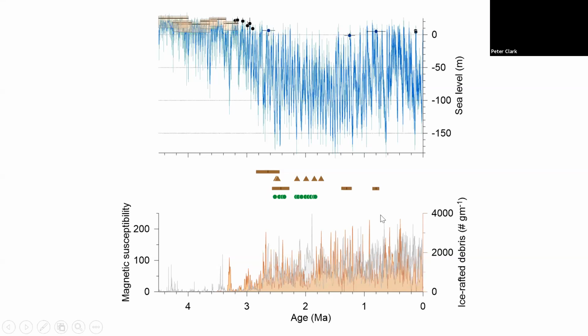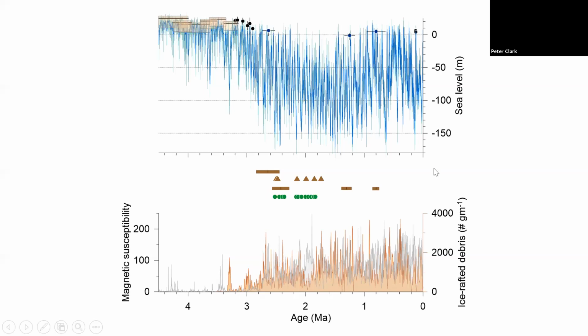But then on the bottom are two records of ice rafted debris. One in gray is from the North Pacific, and the one in orange is from the North Atlantic. And again, you can see this time when sea level is falling on average, with the variability, corresponds to an increase in the ice rafted debris in both of these areas, which would have been receiving icebergs from the North American and Eurasian ice sheets at that time.